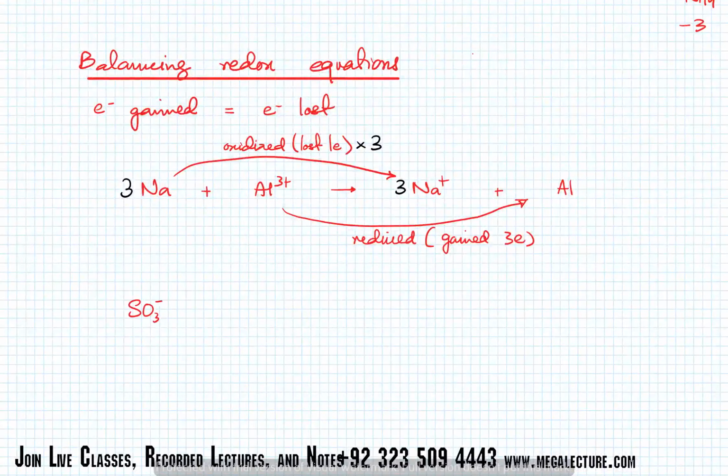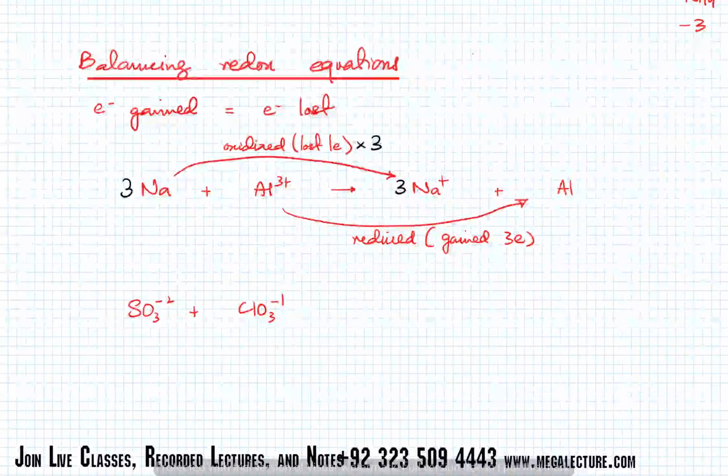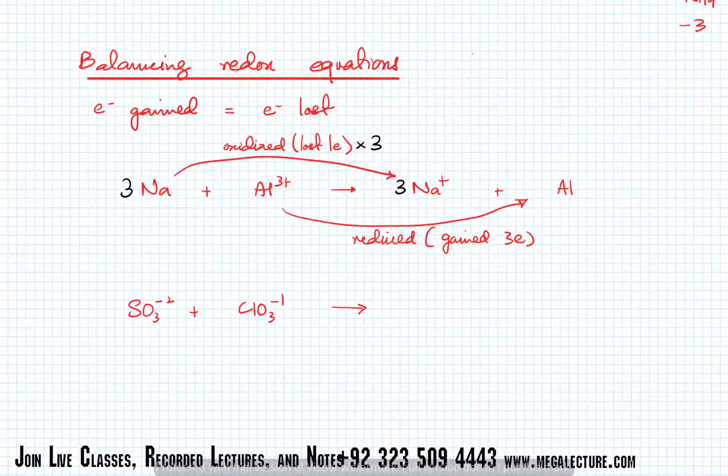You've got SO3 2-. It reacts with ClO3 minus 1. And what you get is SO4 2- and you get Cl minus 1. So first, who gains electrons and how many electrons? Find this out.